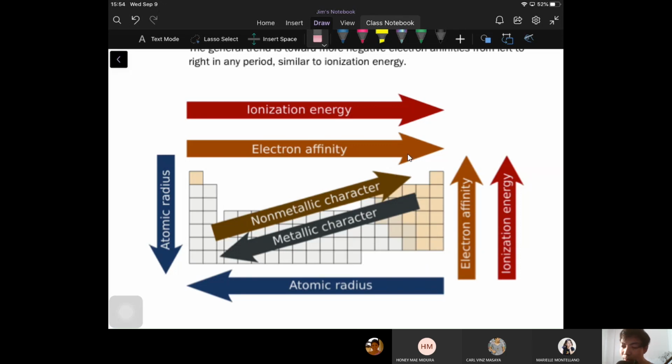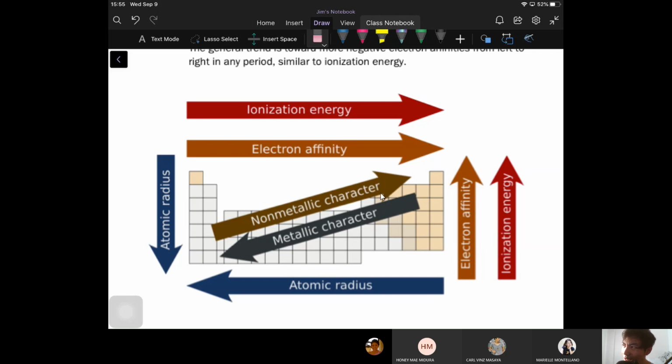As you go up naman, dumadami yung electron affinity and ionization energy because lumalakas yung grip ng nucleus. Bakit? Malapit lang kasi yung electron. Mas madali niyang kontrolin yung electrons.